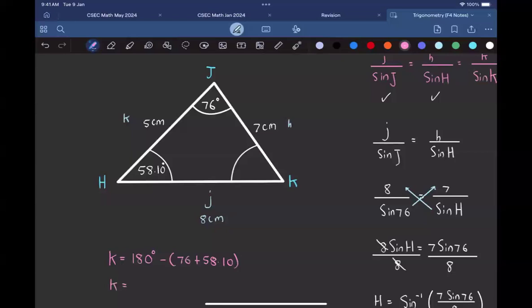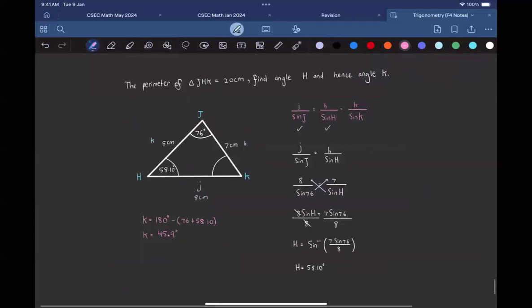Rajiv, I'm coming back, okay? All right, no problem. Yeah, so plug that into the calculator for me. Let me know what you get, Rihanna. 45.9. 45.9 degrees. Yeah. Okay. All right.